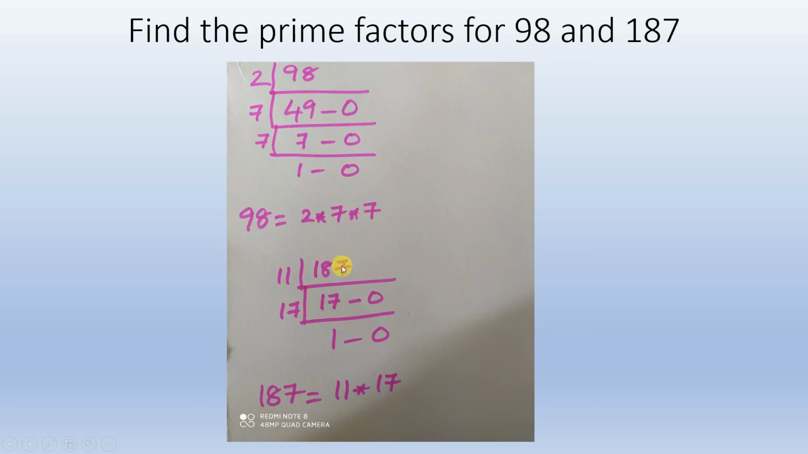Then 187. You always start with 2. No, 2 doesn't divide 187. 3, no. What about 5? Absolutely not. What about 7? No, 7 also doesn't divide 187. Then the next prime number is 11. 11 ones are 11, 7 remains, so 77. 11 sevens are 77. So 11 17s are 187. Then 17 ones are 17. So 187 is 11 into 17.